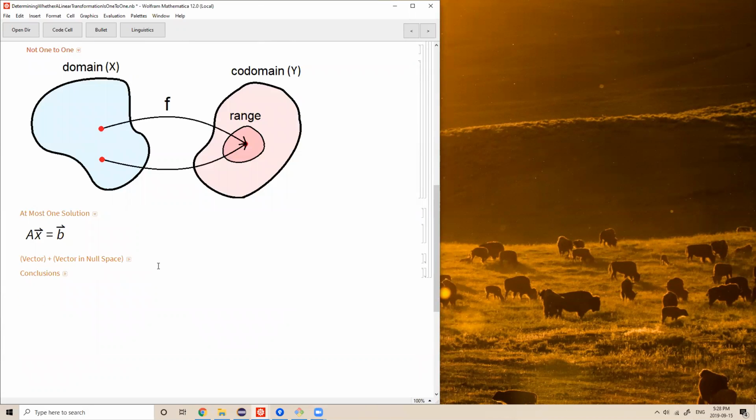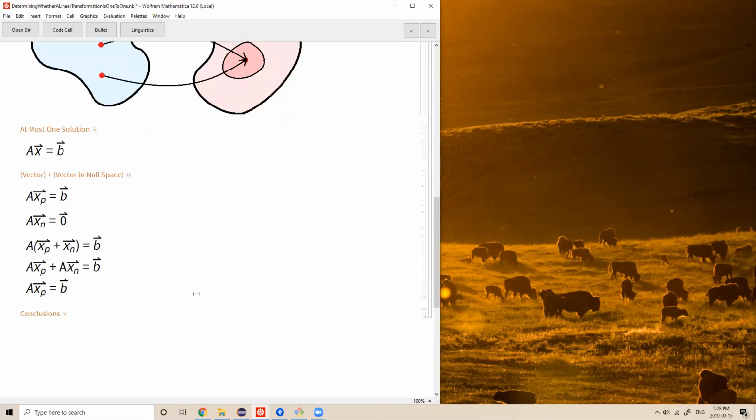So for any element b of the codomain, we want to be able to show that there's only one element x of the domain that maps to it. Consider some particular vector xp that maps to b, and xn, a vector in the null space of A, which tells us that it maps to the zero vector in the codomain. Now consider the transformation of the sum of those two vectors.